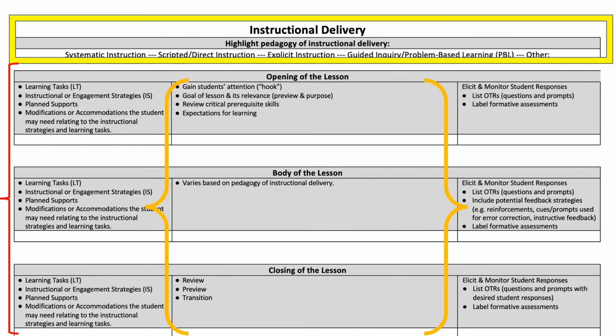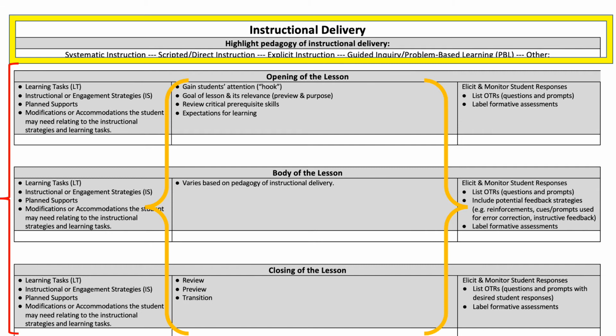Now we will consider the learning tasks, instructional strategies, plan supports, and any modifications or accommodations that will be needed for each section of your plan. Given that instructional groups of learners may present with very diverse communication, cultural, academic, social, emotional, physical, and behavioral needs, we should consider the individuality of each learner in relation to these instructional objectives, our instructional sequence, and our methodology.